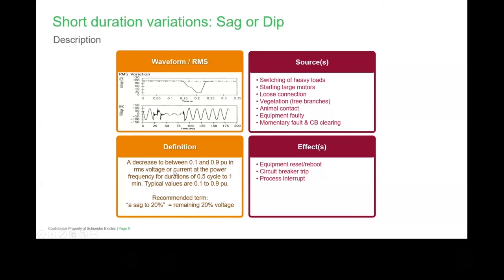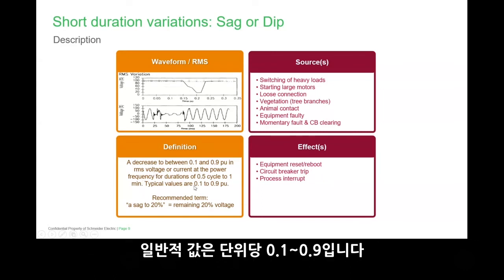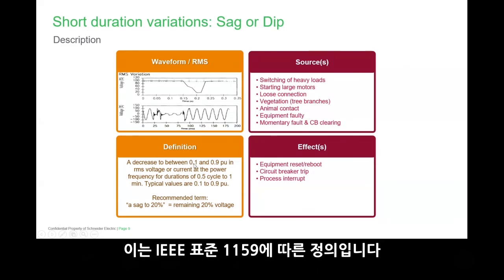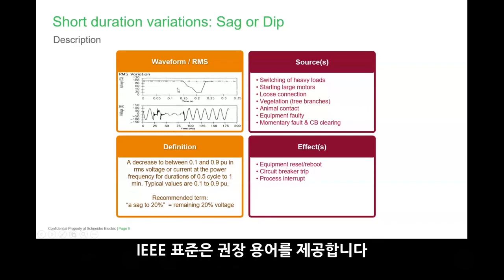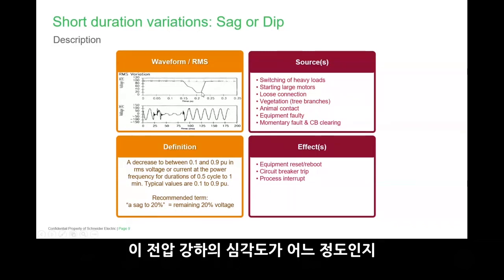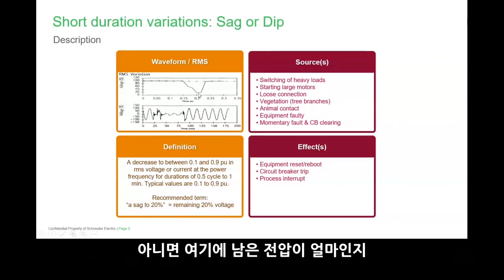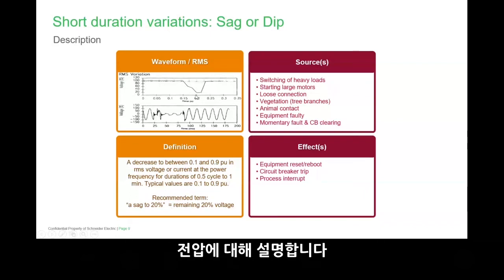All right, so RMS voltage and current at power system frequency, duration 0.5 cycle to 1 minute. Typical values are 0.1 to 0.9 per unit. This is the definition according to IEEE standard 1159. Now, in the IEEE standard, they do give recommended terms, because whenever there's a voltage dip, how do we tell the severity of this voltage dip? Are we going to say how much it dropped, or how much the remaining voltage is? The recommended terms always talk about the remaining voltage.